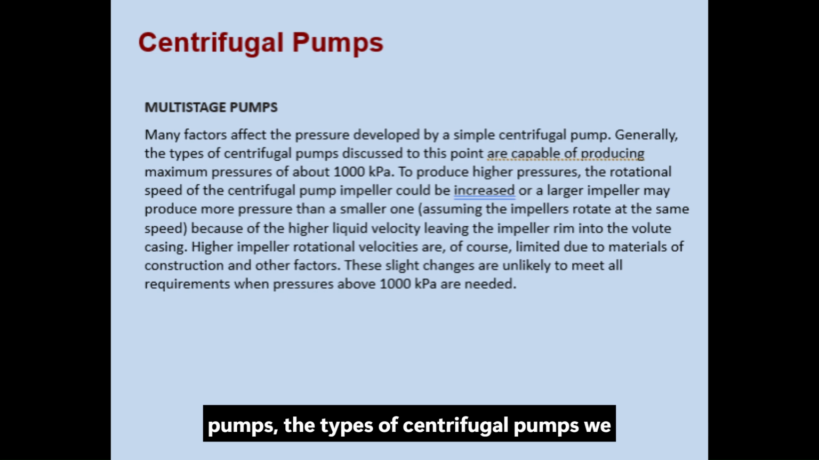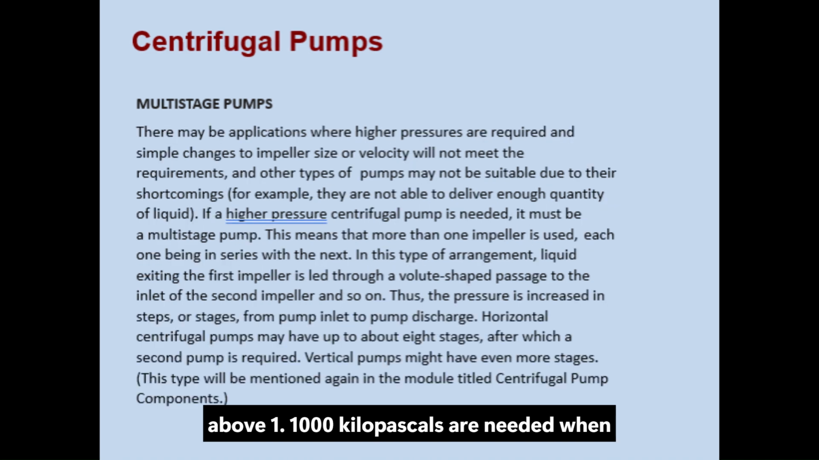The types of centrifugal pumps we have discussed so far are generally capable of producing maximum pressures of about 1,000 kilopascals. When higher pressures are required, simply increasing impeller speed or size has practical limitations due to material constraints and other engineering factors. These modifications alone are unlikely to meet requirements when pressures significantly above 1,000 kilopascals are needed. When higher pressures are essential and simple modifications will not suffice, a multistage centrifugal pump is the solution.